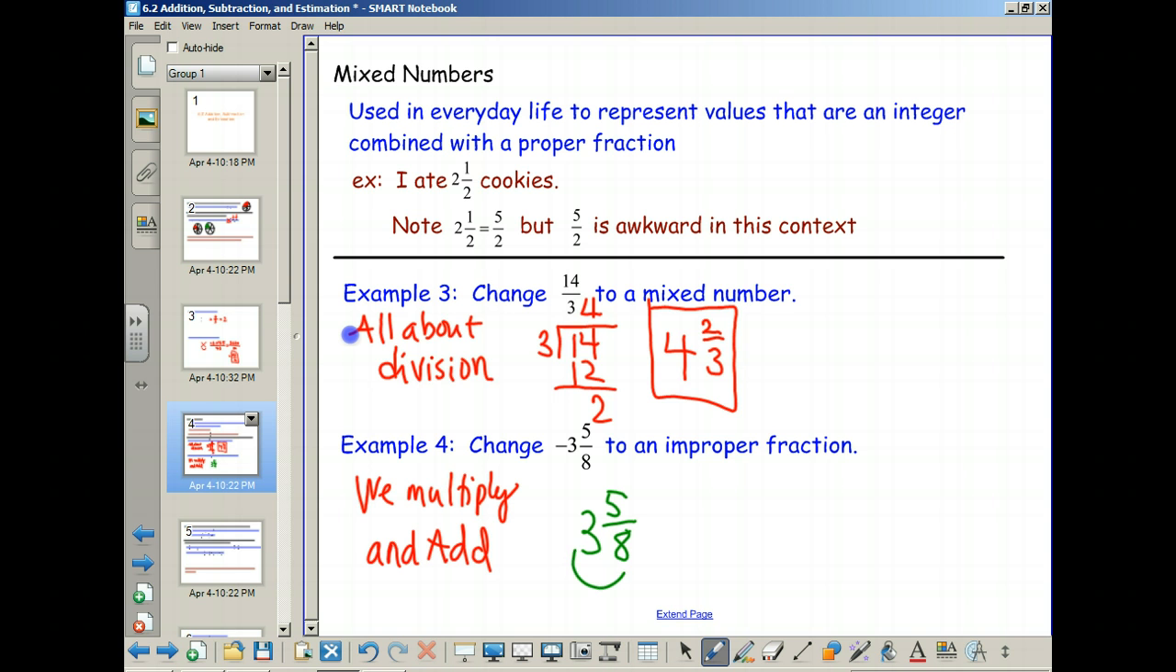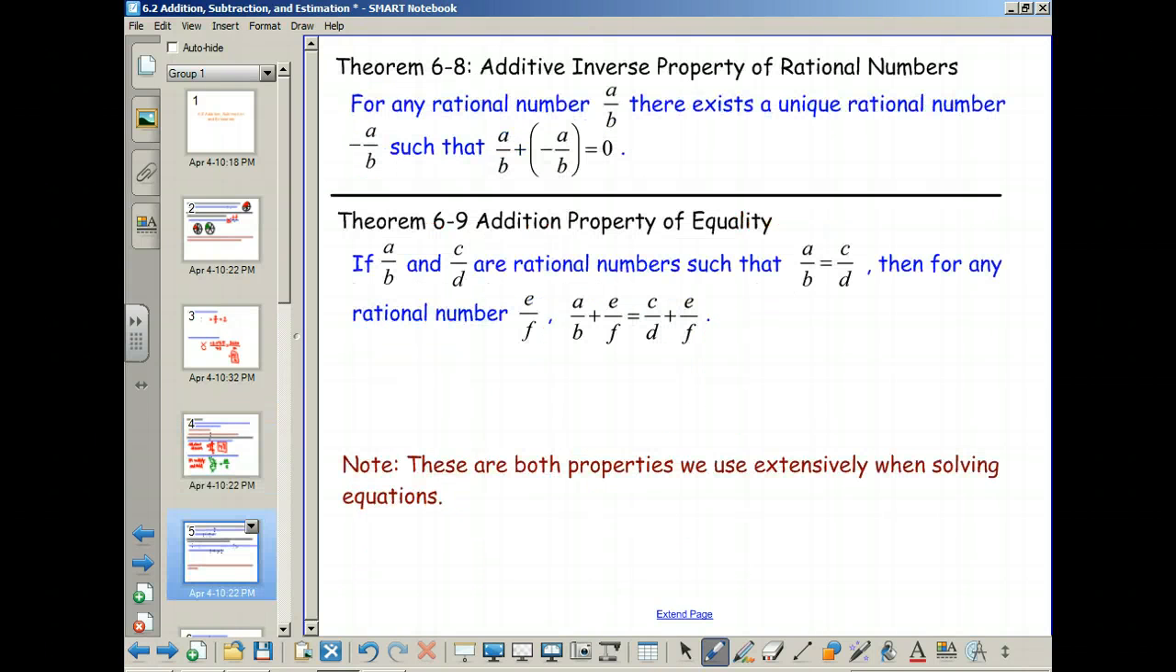And if you remember, what you do is you multiply here. 8 times 3 is 24, and then you keep going around and you add. 24 plus 5 is, what was it? 29. And you write that result over the original 8. Make sense? Do you guys remember this? Good, then it will be reviewed for sure when you get there.